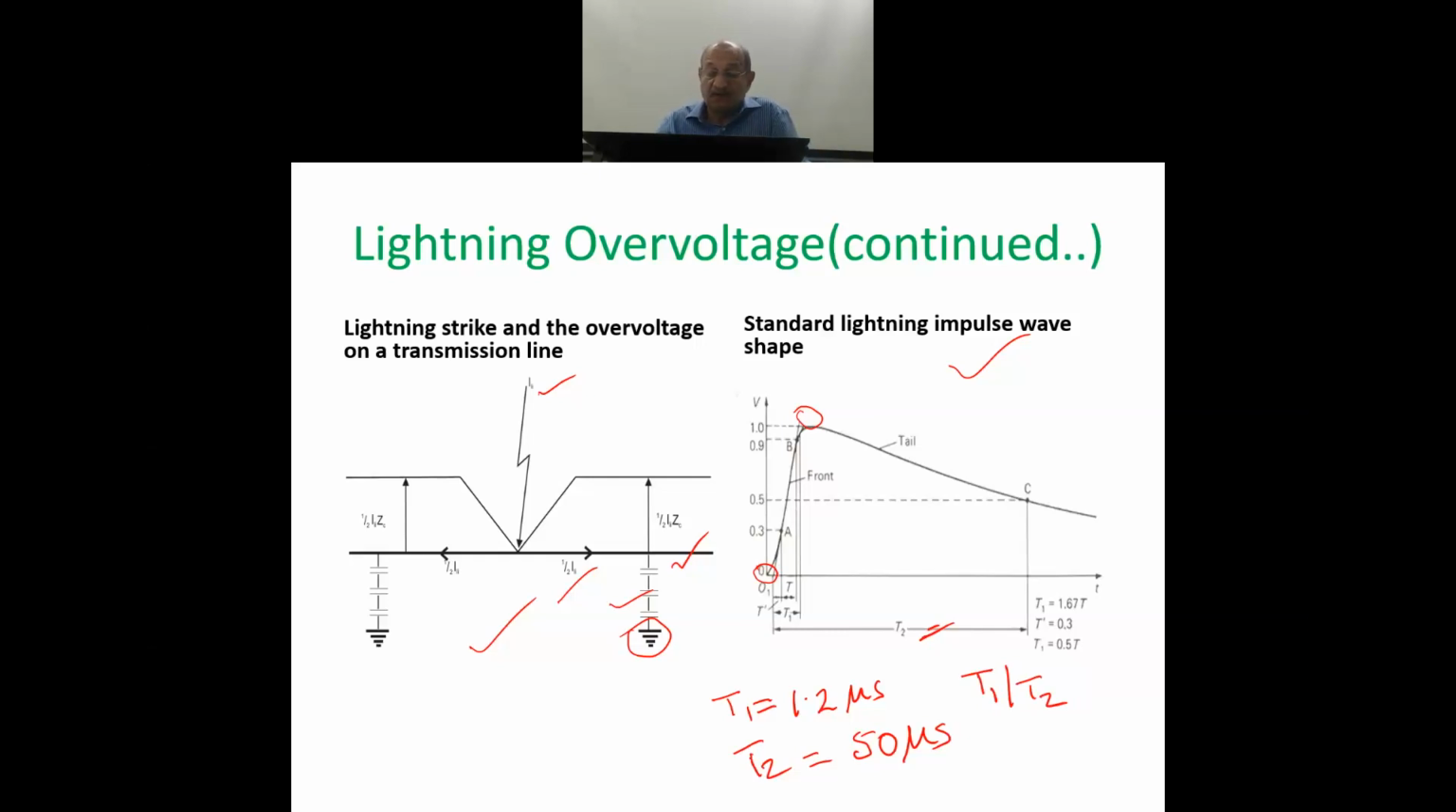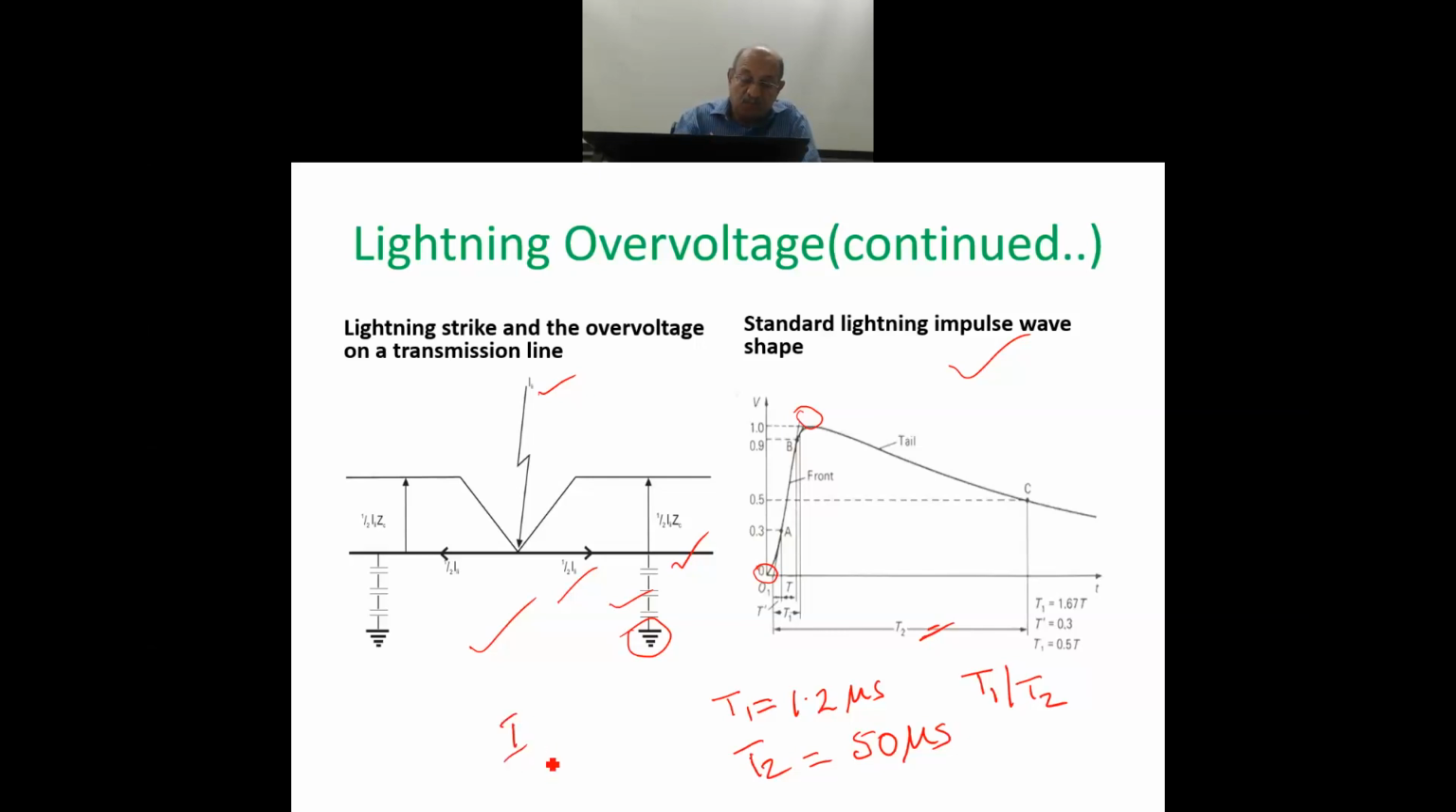So these are all in microseconds, very, very fast wave shape, and that overvoltage is very important. The magnitude of the overvoltage developed will not only depend upon the characteristic impedance, which is constant for the transmission line conductor, but also upon the magnitude of the current injected by the lightning. And the lightning current may vary very fast.